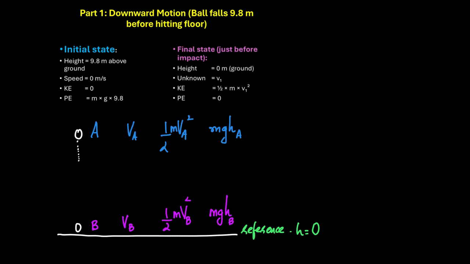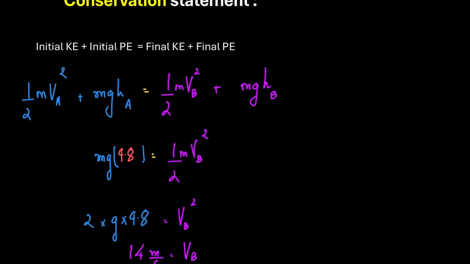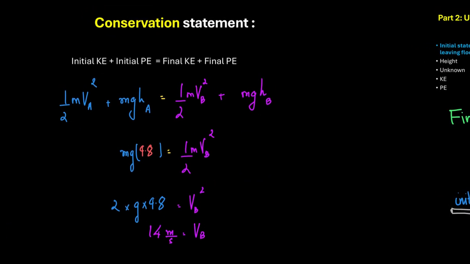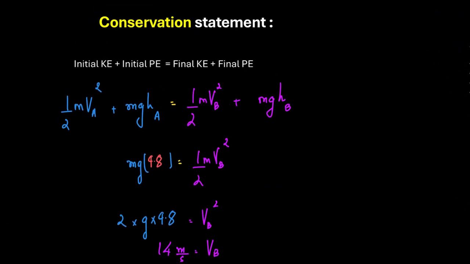At the final position, which is at B, velocity is VB, kinetic energy is half m VB squared, and the potential energy is m g HB. The reference is the level where the ball is bouncing, where the ball is hitting the ground. Now let's apply the conservation of mechanical energy statement here.